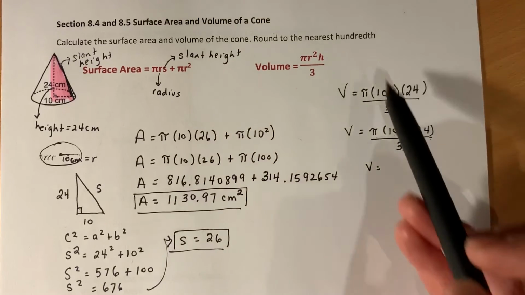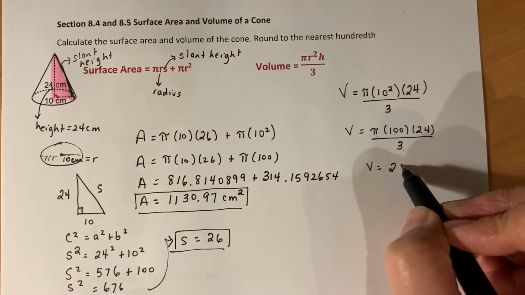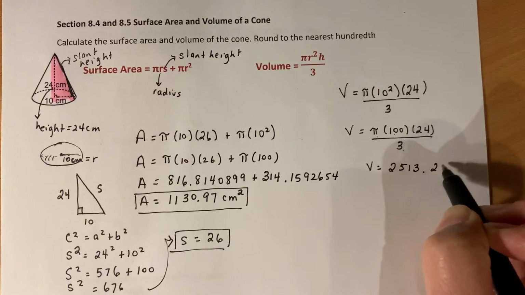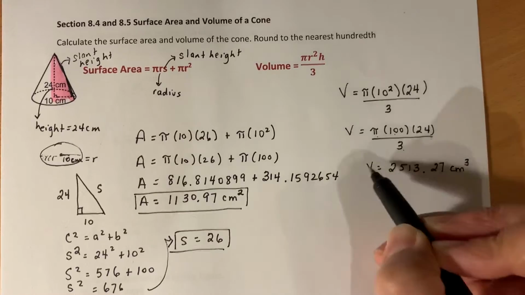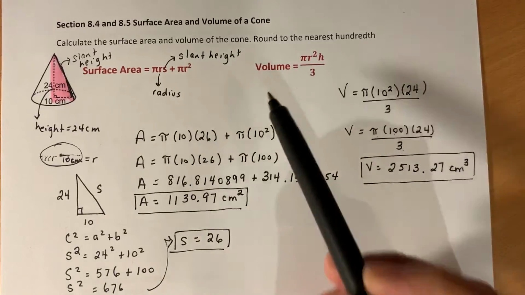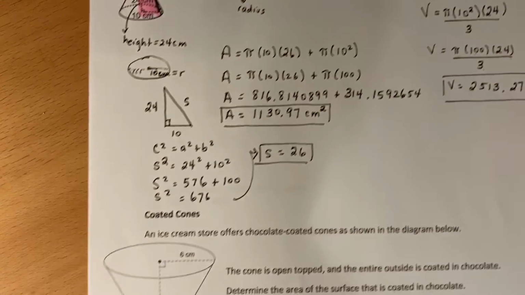And again, I'm doing this to the nearest hundredth, which is 2 decimal places. So 2,513.27. And because it's volume, now it's centimeters cubed. And that's how you use your 2 formulas. Okay, so let's look at some application questions.